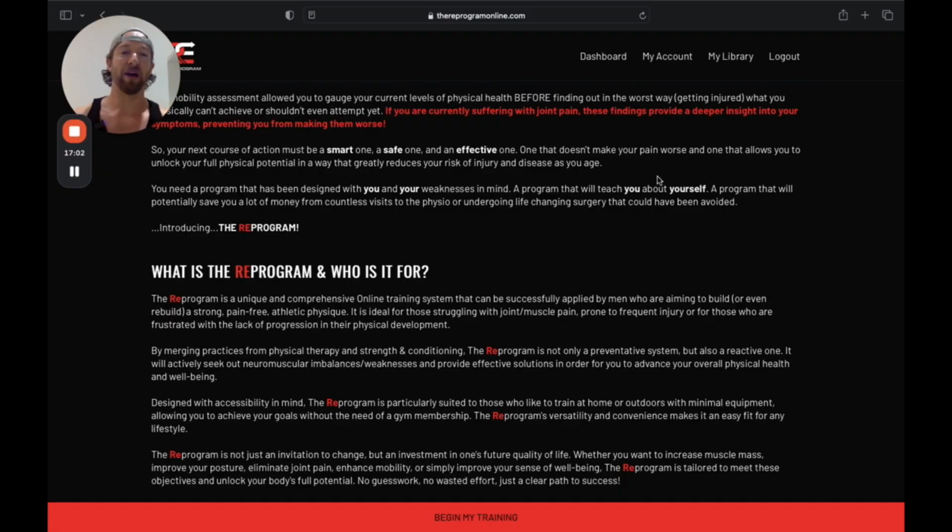So we've already got, for free, tremendous value. Your body is being diagnosed joint by joint and telling you what you're at risk at, which is another reason why I did this. I'm very much in the preemptive game rather than the reactive game, okay? So the next course of action must be a smart one, a safe one, and an effective one. One that doesn't make your pain worse, one that allows you to unlock your physical potential in a way that greatly reduces your risk of injury and disease as you age.